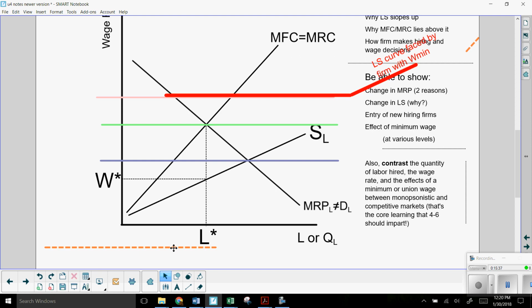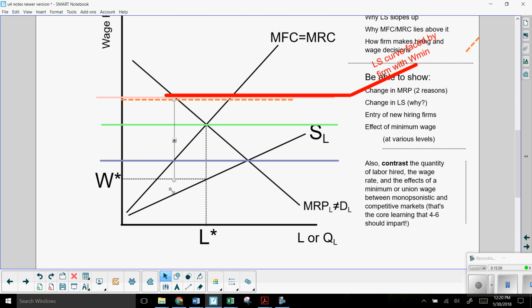Now, what's their MFC look like? Well, it's horizontal for a really long distance. Somewhere at this quantity, it would stop being horizontal, and it would jump up to somewhere several inches above the top of the screen. But I don't need that part of the graph because I'm looking right here at this intersection point. And I'm going to see that this is the quantity the firm will hire if you put a minimum wage at the pink level.